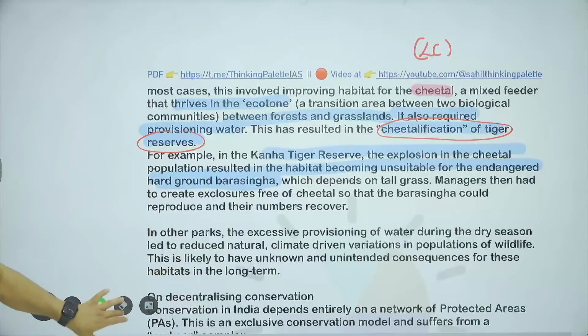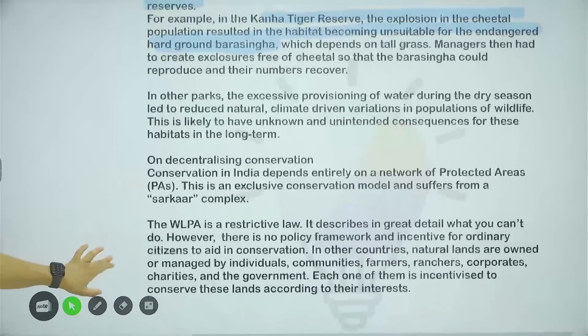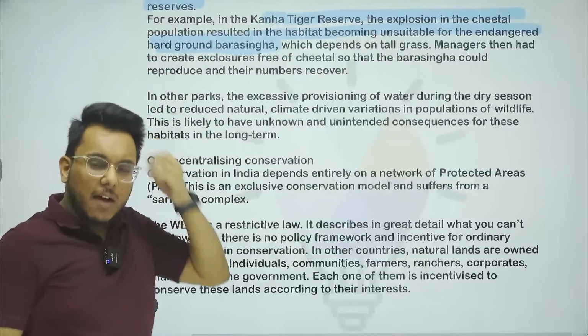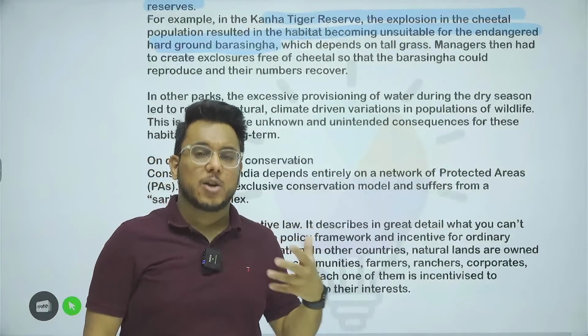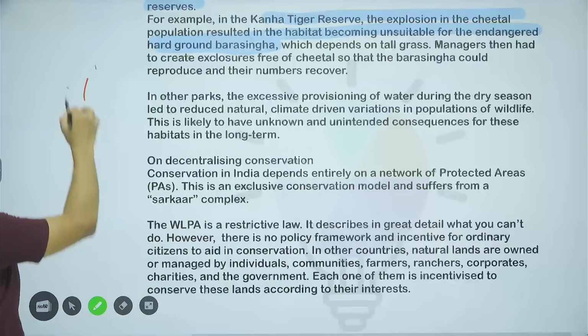Fine. So this is something that has happened. So guys, this is one problem, that when we talk about the conservation of the species, we have not taken it up in a very scientific manner. Moreover, there is also one more problem with respect to the conservation in India.